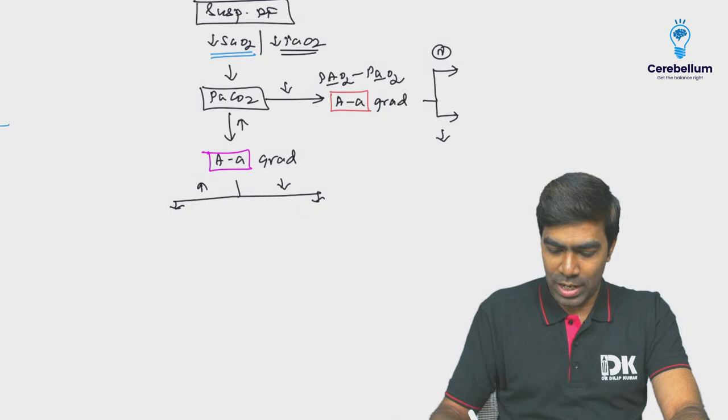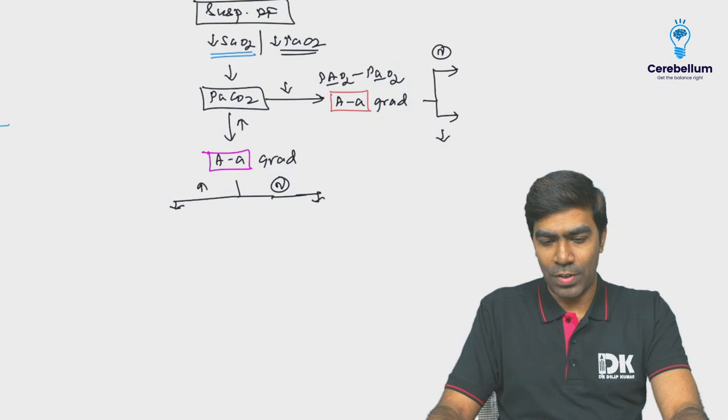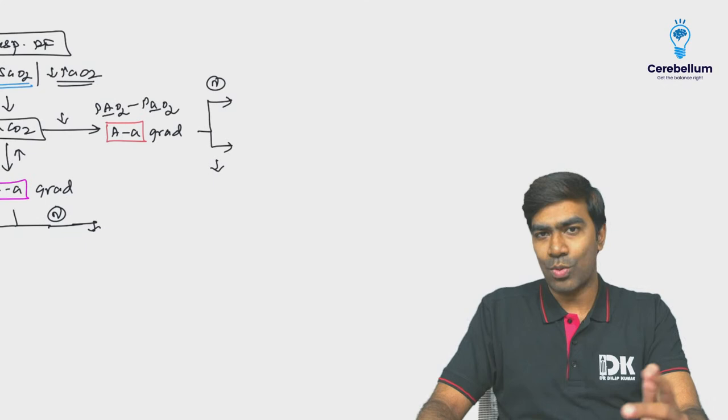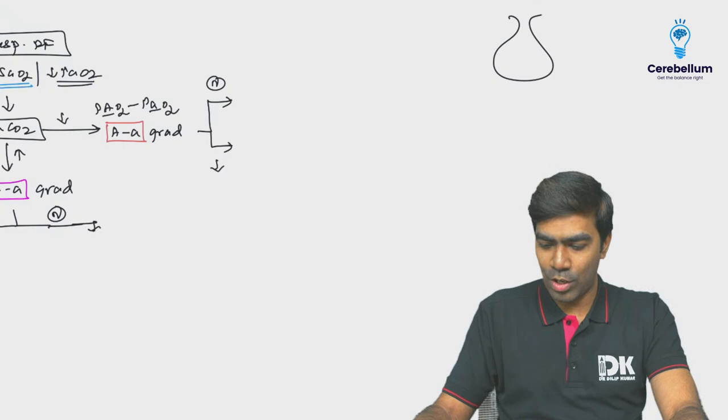So what are you going to think about? First, to understand this, you need to know the concept of the A-a gradient. So what is the concept of the A-a gradient? You're going to have alveoli, and you're going to have something called the basement membrane. This is called the capillary basement membrane, made of type 4 collagen only.